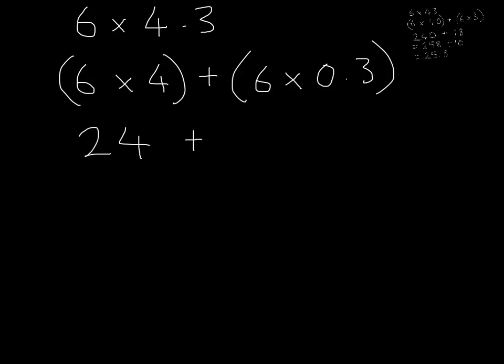6 times 0.3. I can either do that without changing anything, or I can imagine that it's 6 times 3, which I know is 18, and then divide that by 10, and that makes 1.8. So 24 plus 1.8 equals 25.8. So both methods of partitioning work very well to multiply small decimals.